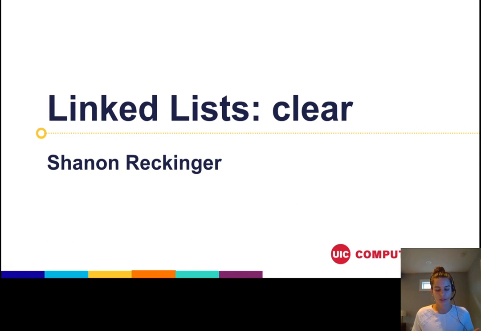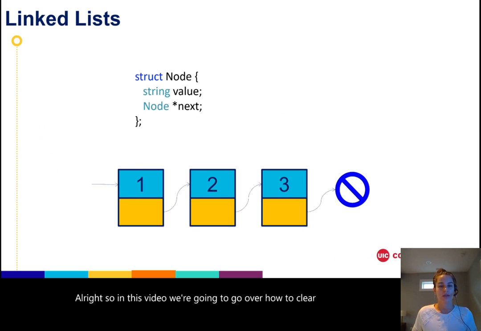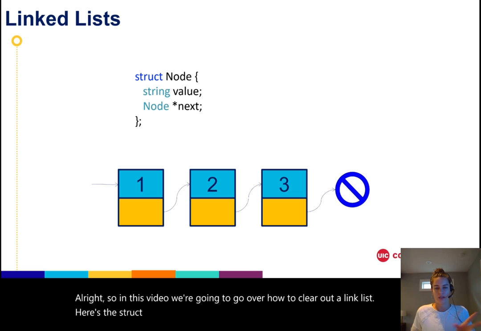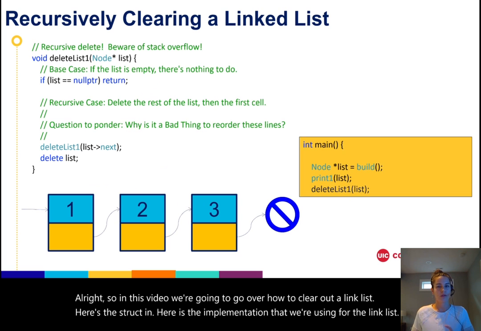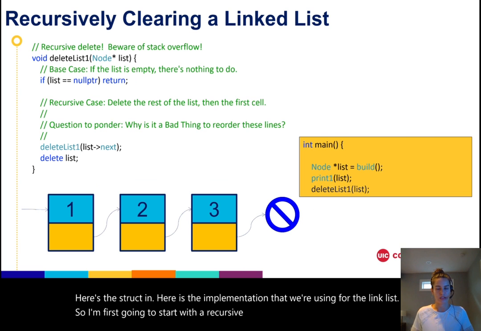Alright, so in this video we're going to go over how to clear out a linked list. Here's the struct, and here is the implementation that we're using for the linked list. So I'm first going to start with a recursive implementation of clearing a linked list.